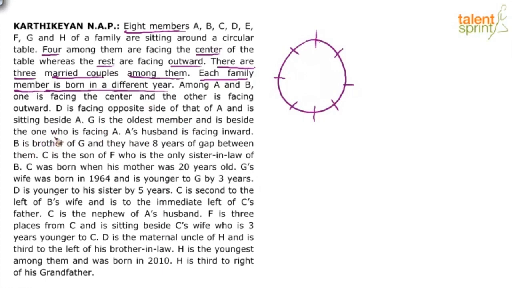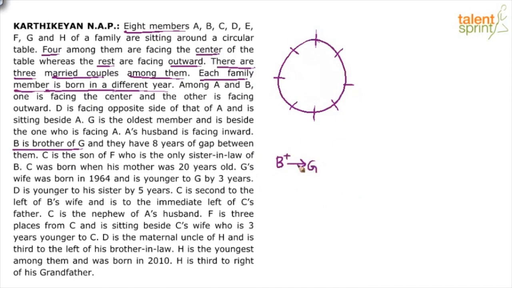Let's start with this. B is the brother of G and they have 8 years of gap between them. So let me just put this first. B is the brother of G. Let me start at a corner so that I can use the space effectively, right? We already have very limited space.